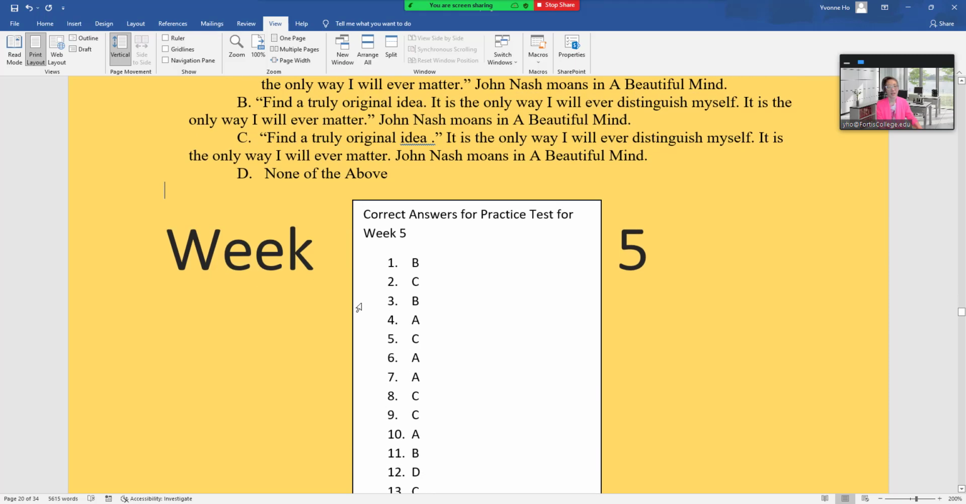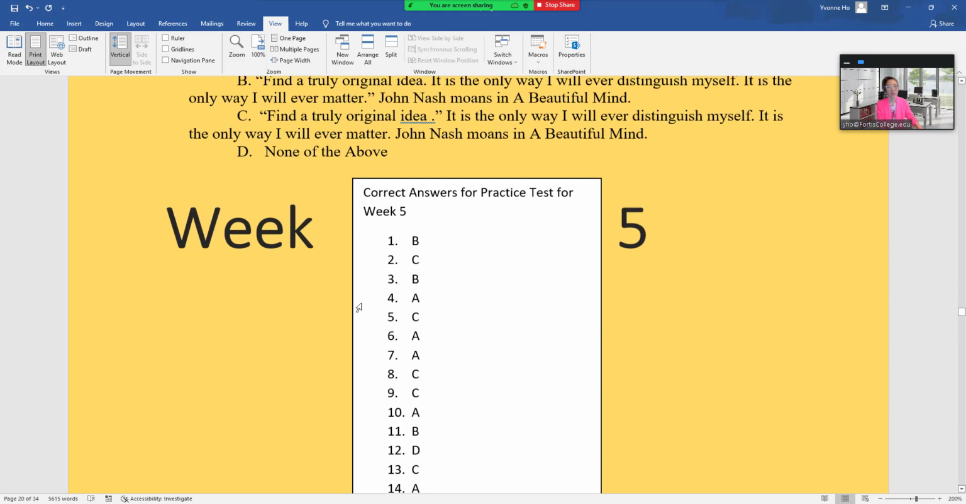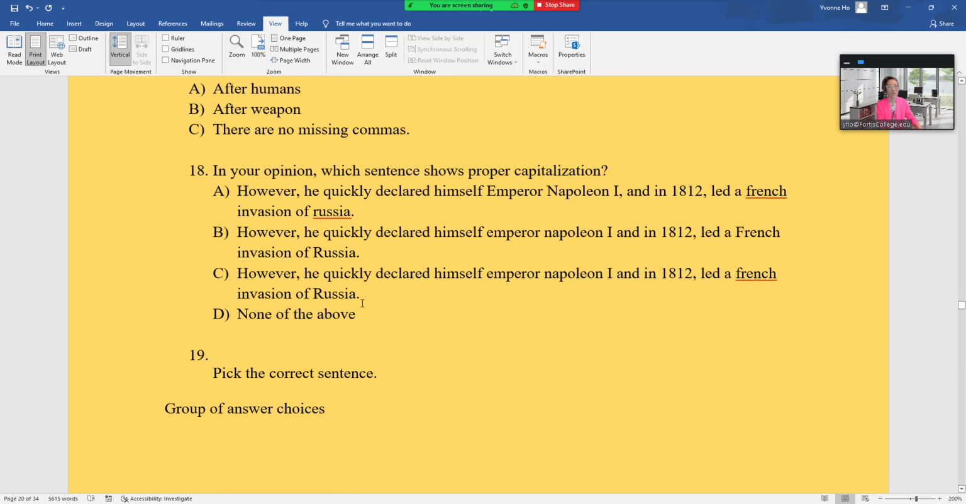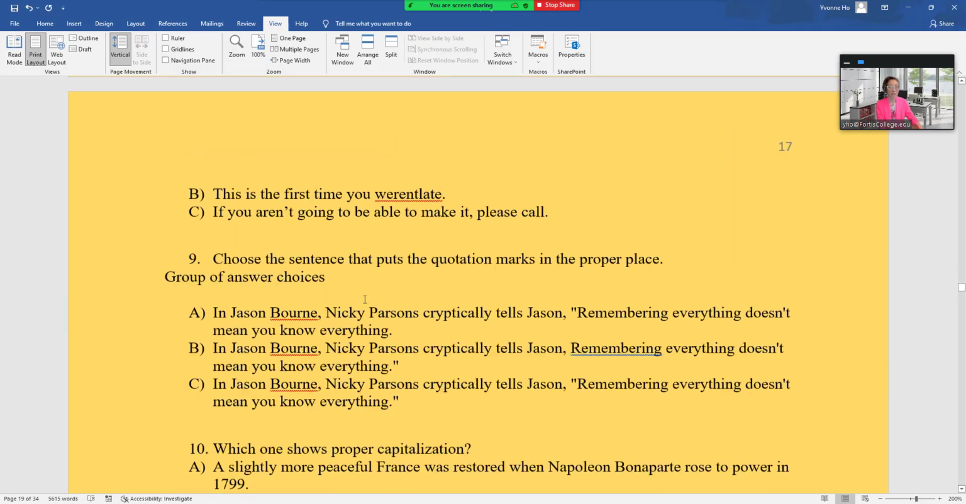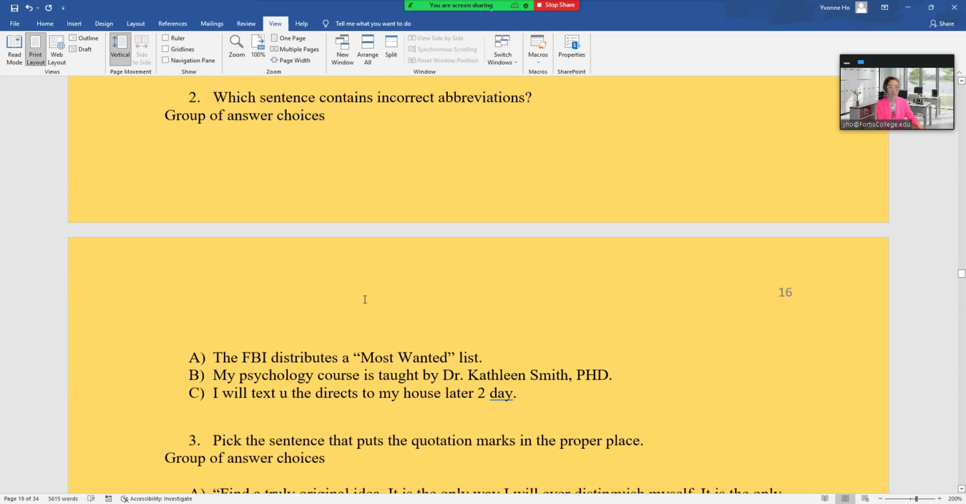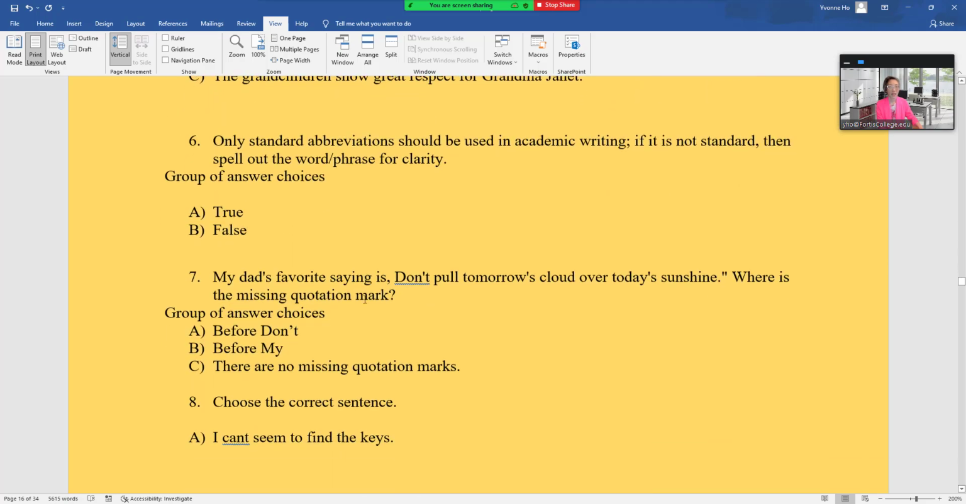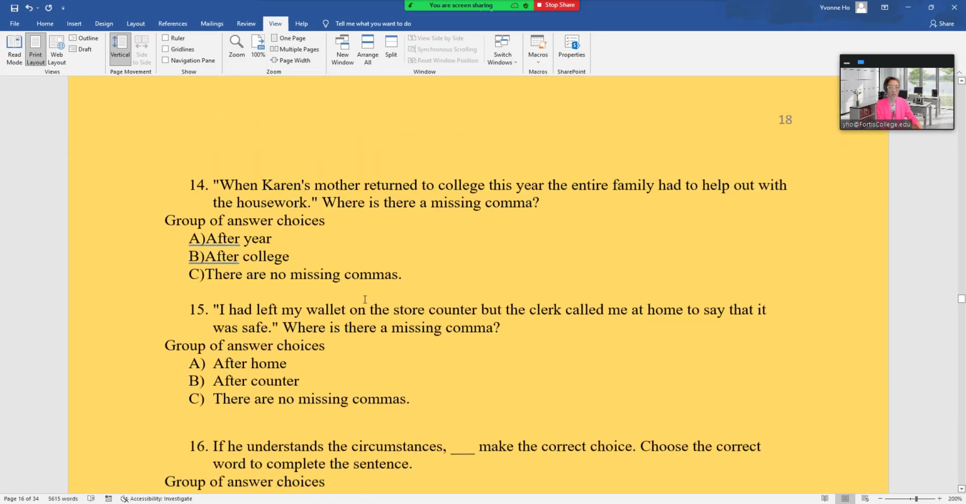That's it. And so these are the correct answers to your week 5 quiz. And if you have any questions about the week 5 quiz, you can always email me. And so if you can score a 100% on your practice quiz when you practice by yourself, then you are ready to take the week 5 quiz.